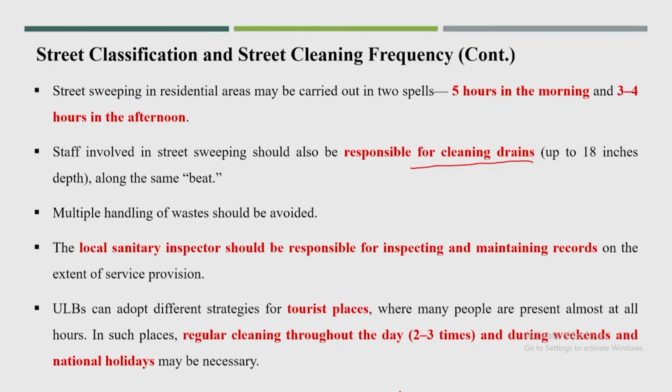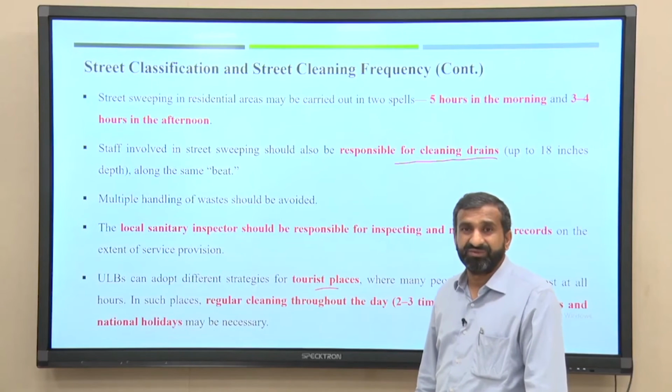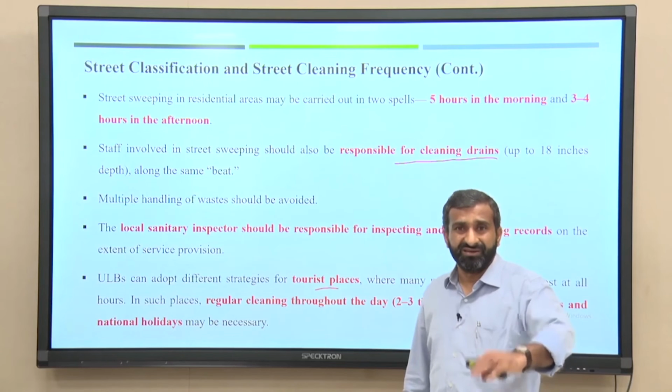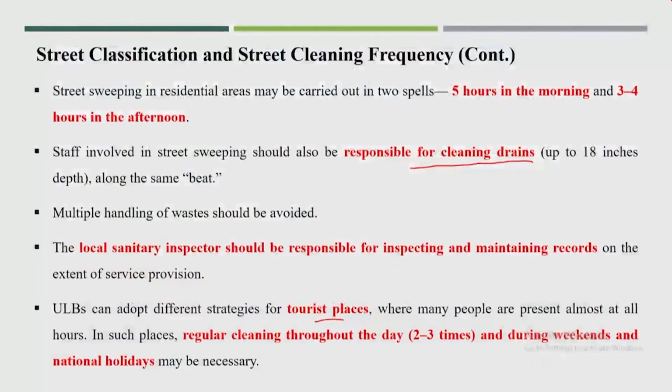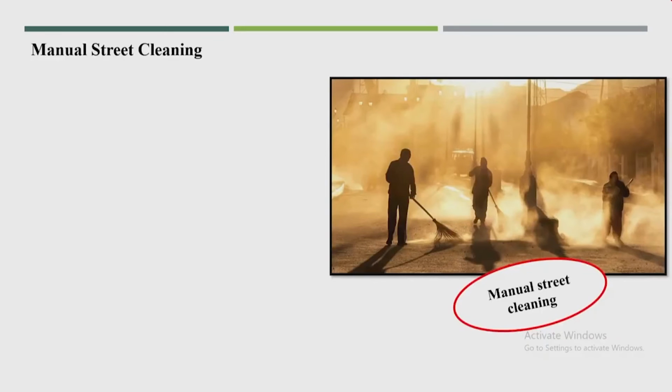The ULB can adopt different strategies for tourist places, because they are tourist spots. The sweeping could be done in a different way; mechanical or motorized sweeping can be planned, and drain clean material should not be stored there. Likewise, different policies can come up, and for regular cleaning they can propose different schedules for different locations, like regular cleaning 2 to 3 times throughout the day, and during weekends and national holidays, as necessary.